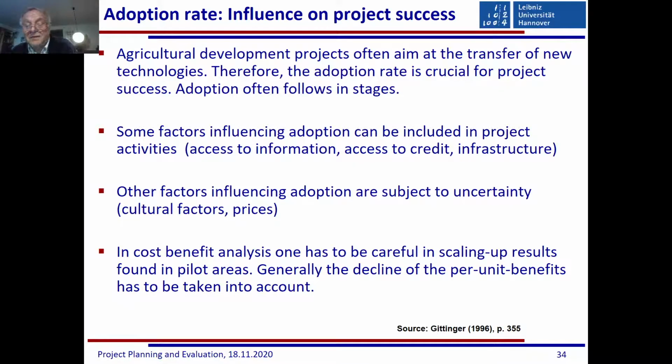So here, on slide 34, there is an influence on project success. Agricultural development projects often aim at the transfer of new technology, and therefore the adoption rate is crucial for project success. The adoption often follows in stages, and some of the factors that influence adoption can be included in the project activities, like access to information, access to credit, or availability of infrastructure. These would be classic factors. Other factors could be cultural factors and price. They are more demanding to measure.